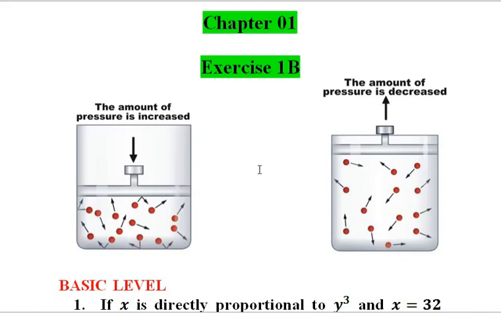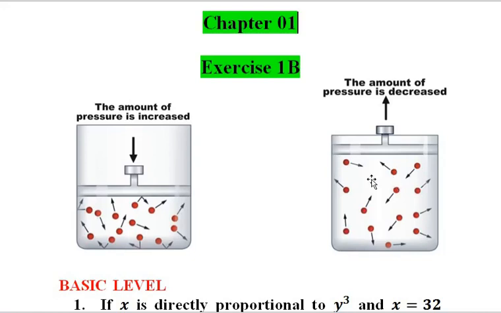Take a look at this example. If the amount of pressure is increased, the volume of the object decreases. In this example, the first quantity is the amount of pressure and the second quantity is the volume of the object. Increasing the pressure causes a decrease in the volume of the object, while decreasing the pressure leads to an increase in the volume of the object.